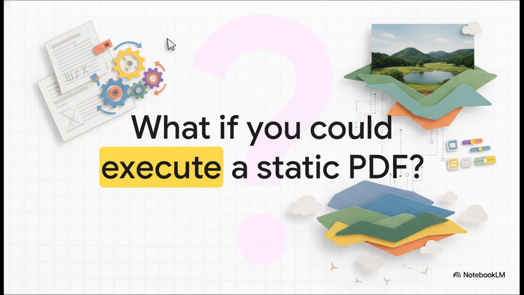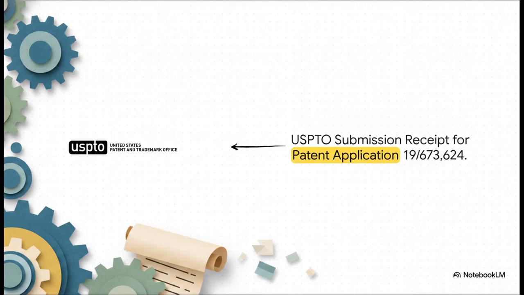I want you to imagine something for a second. What if you could click on a totally static PDF, like say a really dense scientific paper, and literally execute it? What if you could take a single photograph of a landscape and just turn it into a living, tweakable simulator? We're so used to our documents just sitting there, right? Just trapping information on a screen. But what if we could actually breathe life into them, transforming them from something you simply read into something you can actually run?